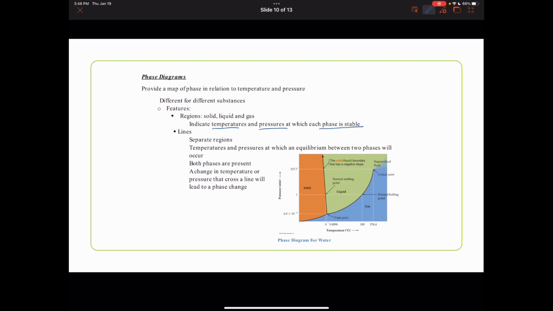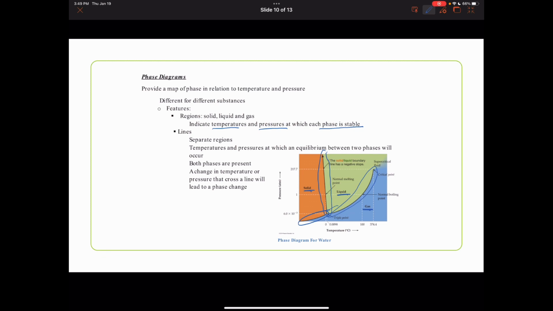So we have here the example of a phase diagram for water. So we can see our regions for solids. We've got that orange block. We've got this green region for liquid, and we've got this blue region for gas. Then we're going to see lines. So the lines are going to be labeled in black, which are separating the regions.